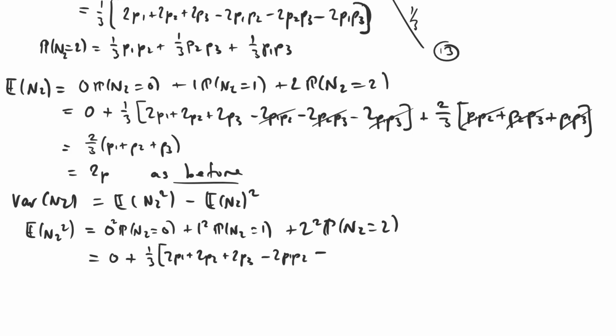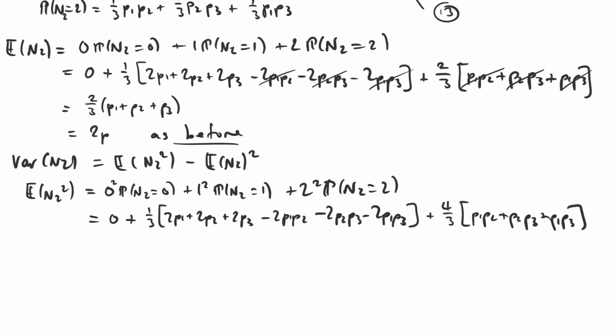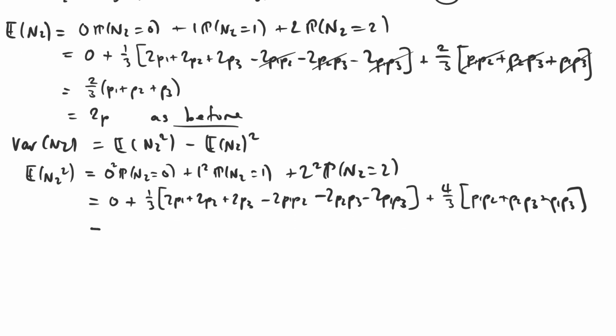Shame you don't get a copy and paste function in the exam. Can make use of it here. And I get, then instead of 2 here, I just get 4/3 times p1 p2 plus p2 p3 plus p1 p3. And so in this case, you see I get something a little bit similar to what I've got before.